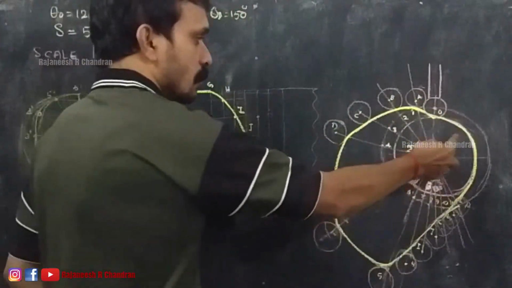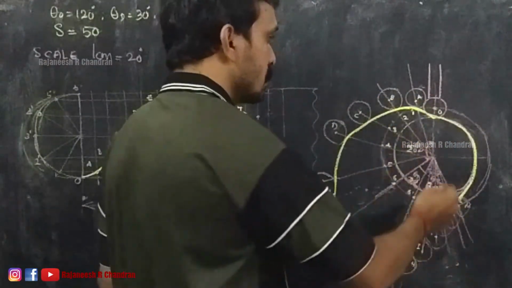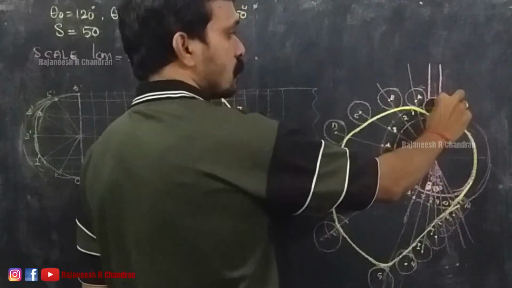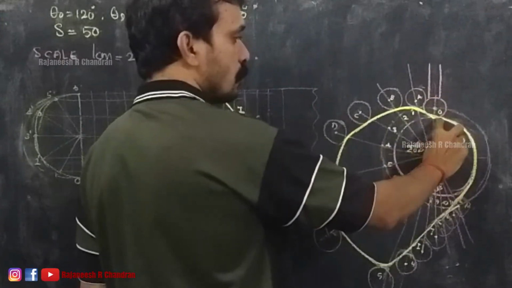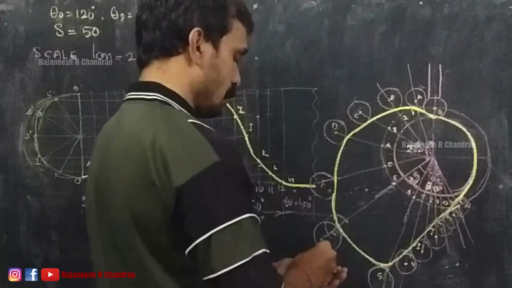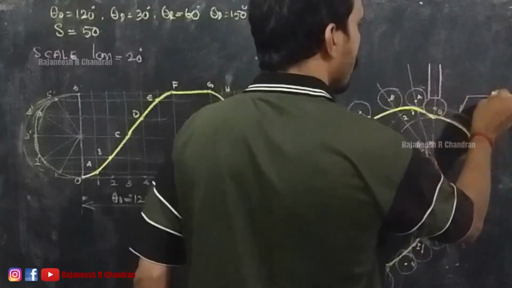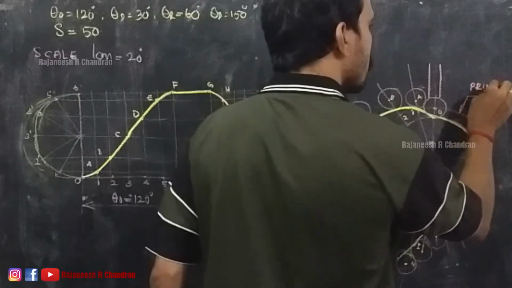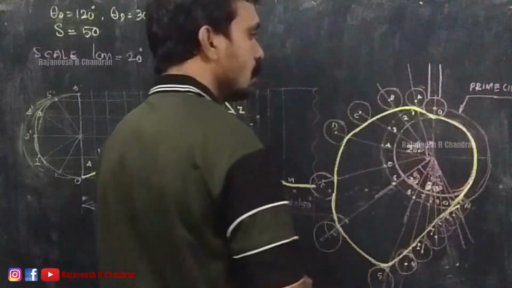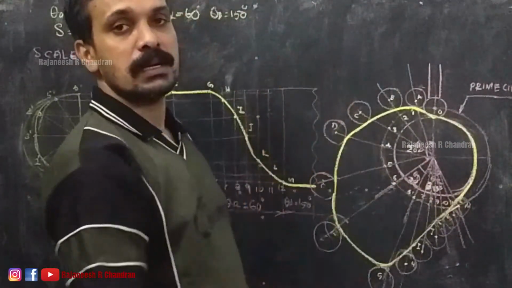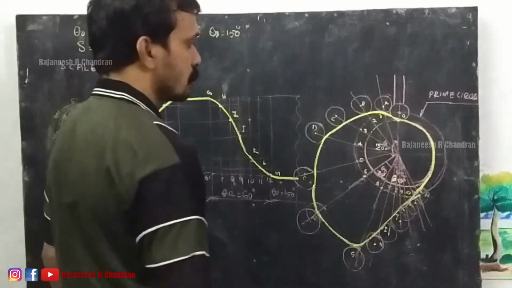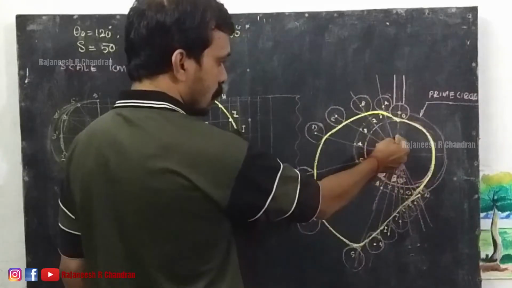So first draw the base circle. From the base circle, this is 25. Diameter of roller is 20. So radius is 10. So 25 plus 10, 35. With the 35, draw the circle which is called the prime circle. Draw the prime circle. The prime circle is divided according to the outstroke, dwell and return. So here it is divided as 120 degree.